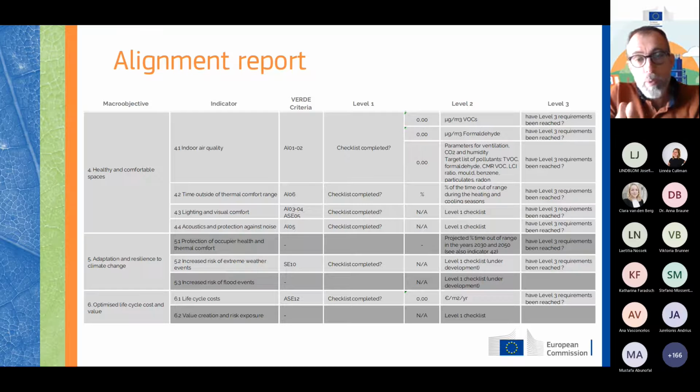At the moment, we haven't implemented level 3 in Verde because we don't have any rating tool focused on existing buildings. But we are working on that.